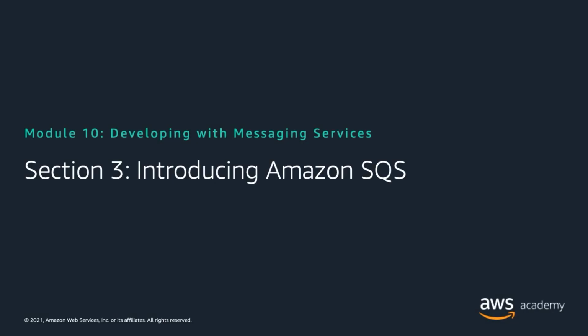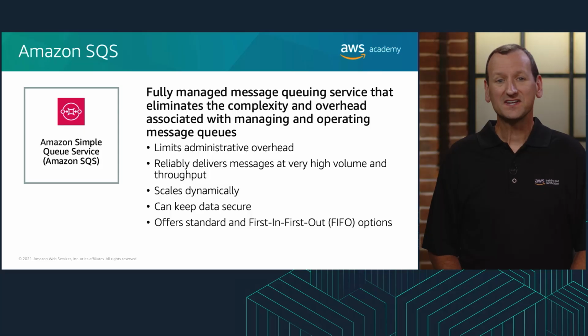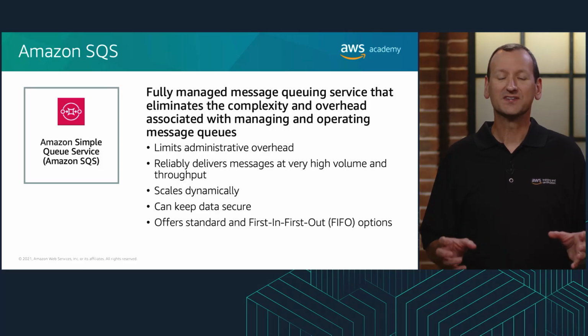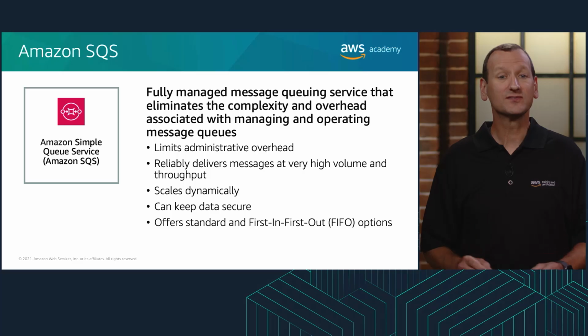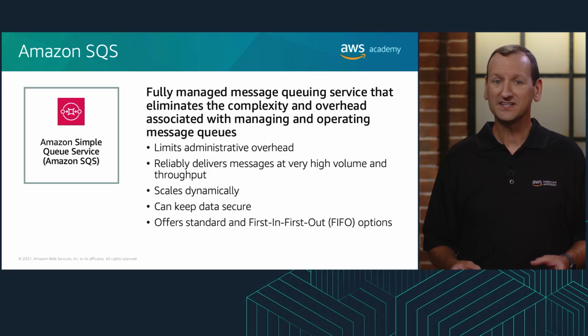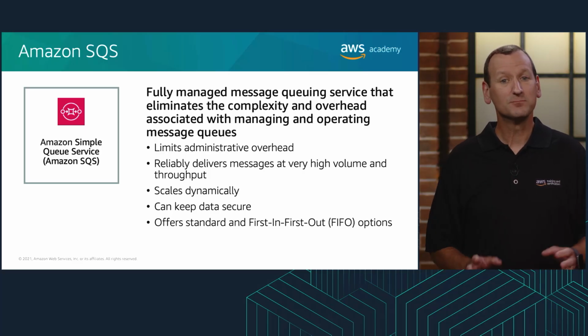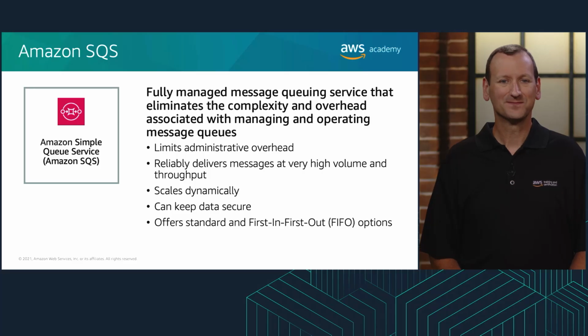Section 3, Introducing Amazon SQS. Amazon Simple Queue Service, or Amazon SQS, is a fully managed message queuing service. With Amazon SQS, you can decouple and scale microservices, distributed systems, and serverless applications. The service eliminates the complexity and overhead associated with managing and operating message-oriented services, so that you can focus on the business logic of your application.